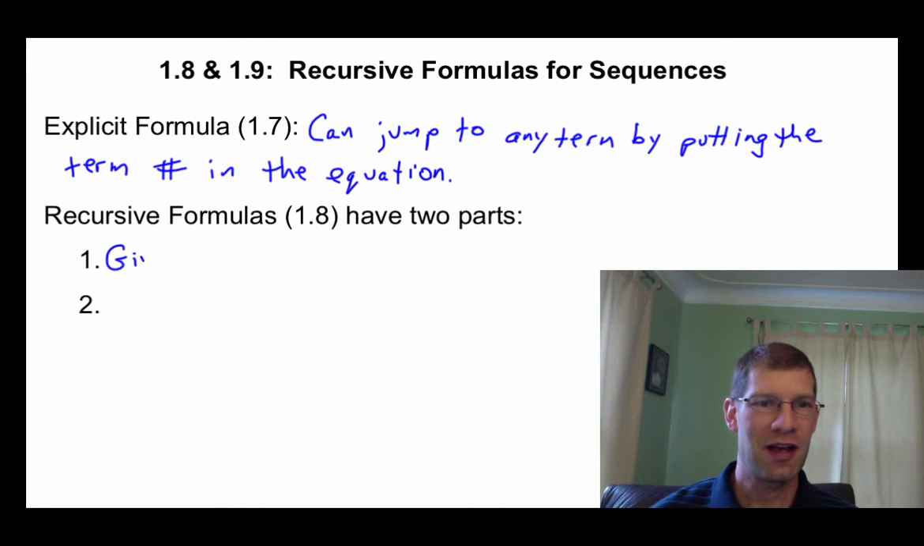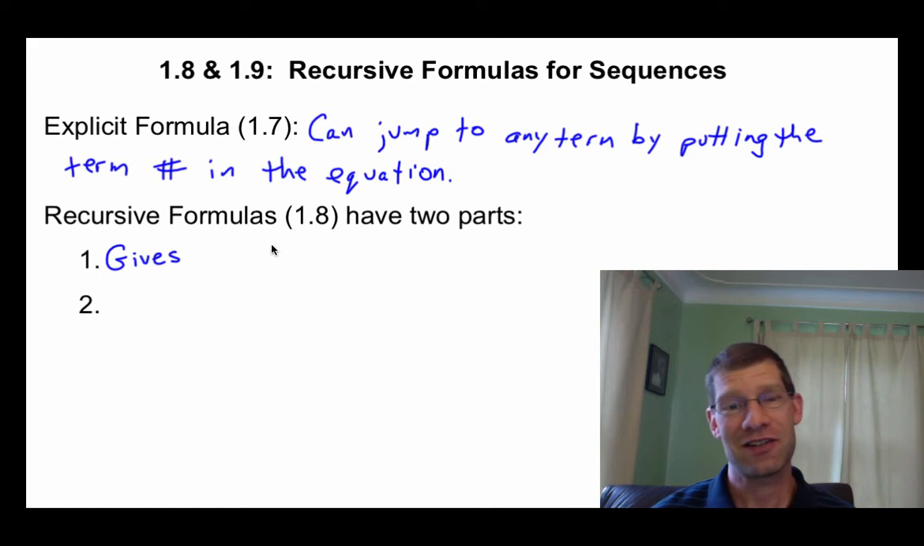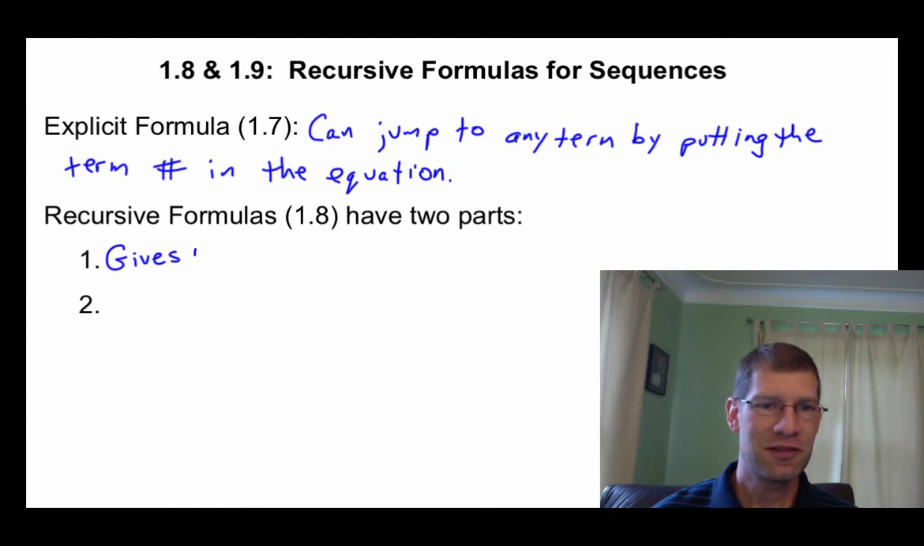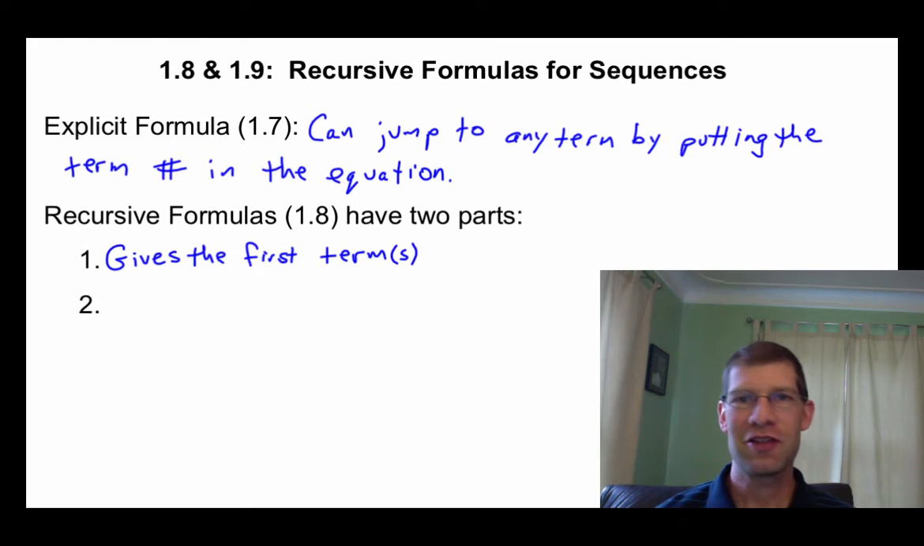But I'm going to say, recursive formula, section 8 and section 9, gives the first term(s). I'm going to put a little s in parentheses because it either gives just the first number, the first term, or for some sequences you need to know more than one in order to keep going, such as Fibonacci's sequence, which the book hits. From there, then, the second part tells you how to find a term, how to find a number from the ones before it.